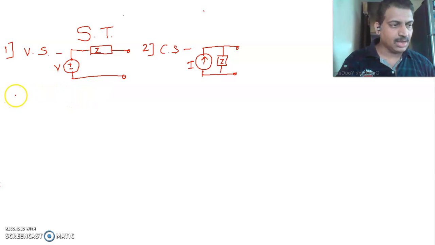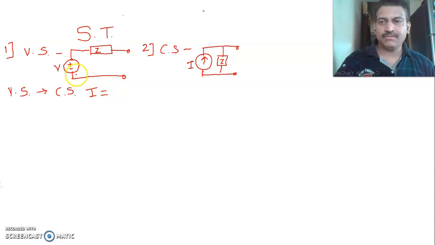Now let us understand the source transformation. When we are to transform a voltage source to a current source, the value of current is found by using voltage and impedance from the voltage source. So the voltage source consists of voltage and its series impedance. Therefore I is equal to, using simple Ohm's law, V upon Z. This is Ohm's law.